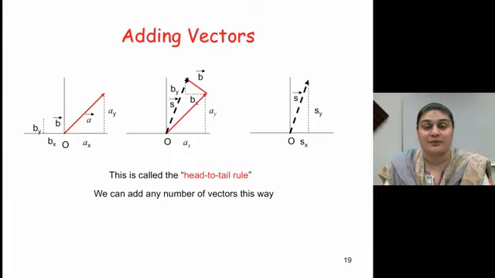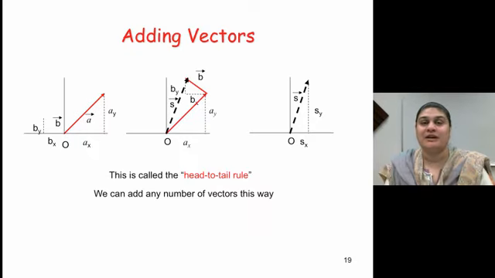So let's say if you had 3 vectors, how would they be added? The same way. You will put the tail of the second vector at the head of the first vector, then you would take your third vector and put it towards the head of the second vector, and so on and so forth.